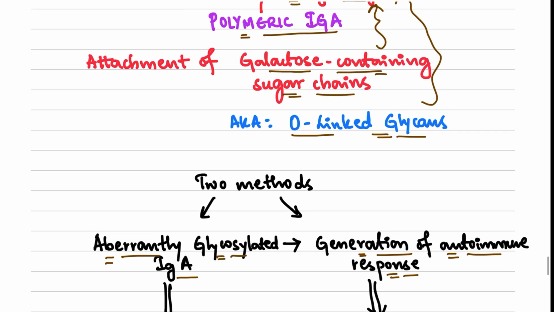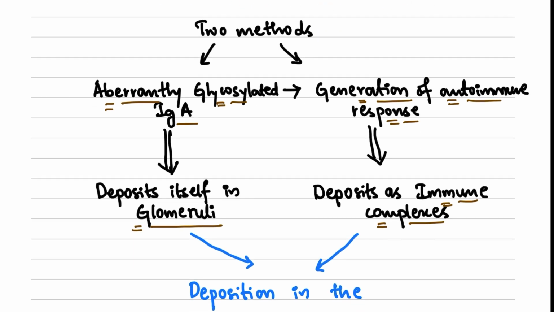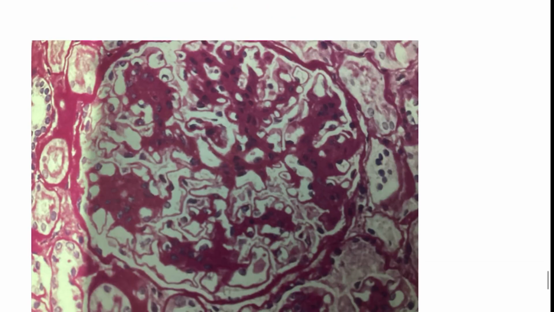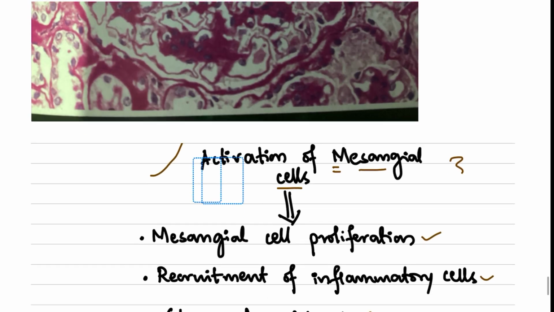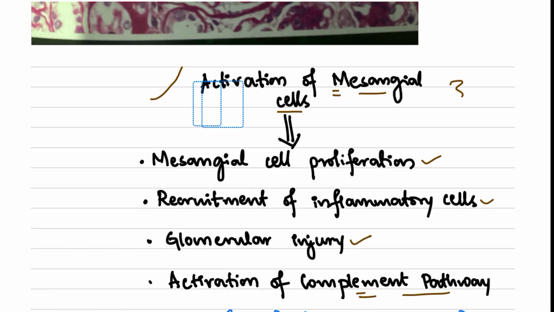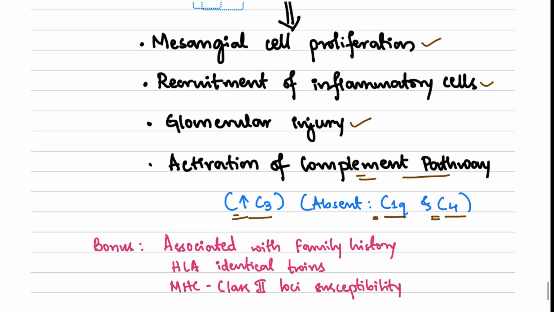So we have the aberrantly glycosylated IgA, which can either directly go and deposit in the glomeruli, or form an immune complex and go and deposit in the mesangial matrix. In the histopathological specimen, we can see mesangial cell proliferation, and this leads to recruitment of inflammatory cells, leading to glomerular injury. There will also be an activation of the complement pathway, that is, elevated levels of complement 3 proteins.